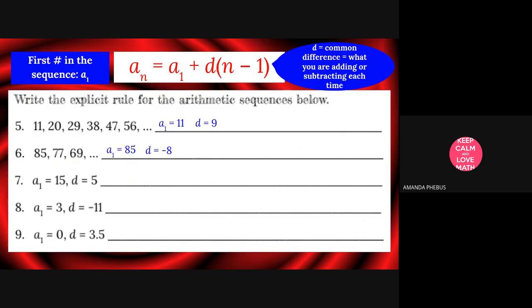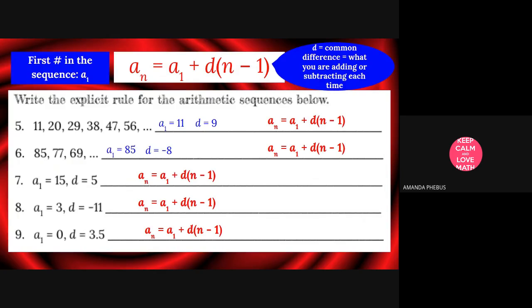All right, so the rest of this, once you have those values, now I have everything that 7, 8, and 9 have, right? I have a sub 1, I have d. So what I want to do is, oh, look at there. There's all my formulas. Okay, and what we're going to do is we're just going to pop these numbers in the right spots. So for a sub 1, we're going to put in an 11, and for d, we're going to put in a 9. And there we have our explicit rule. And we're done with number 5.